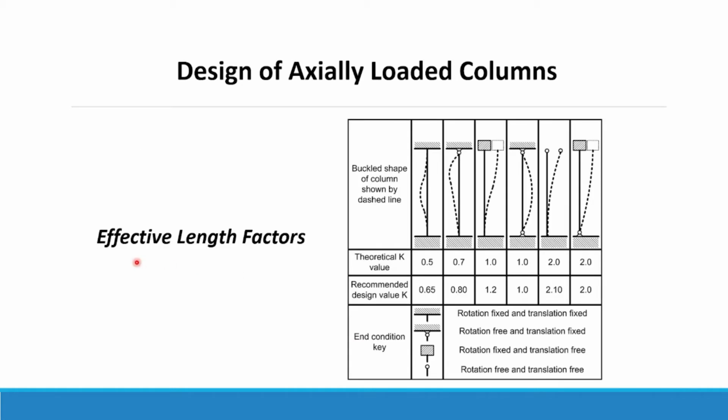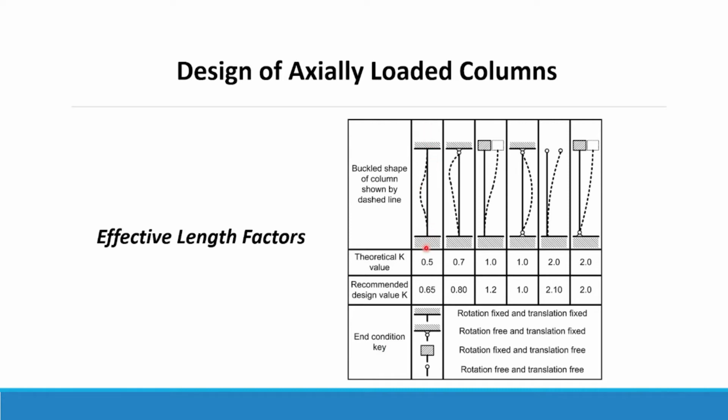Here's the diagram for the effective length factors, or K, for the buckled shape of the column shown in the dashed line, the theoretical K value, and the recommended design value of K, which will be used to multiply by the distance L, and the end condition K.